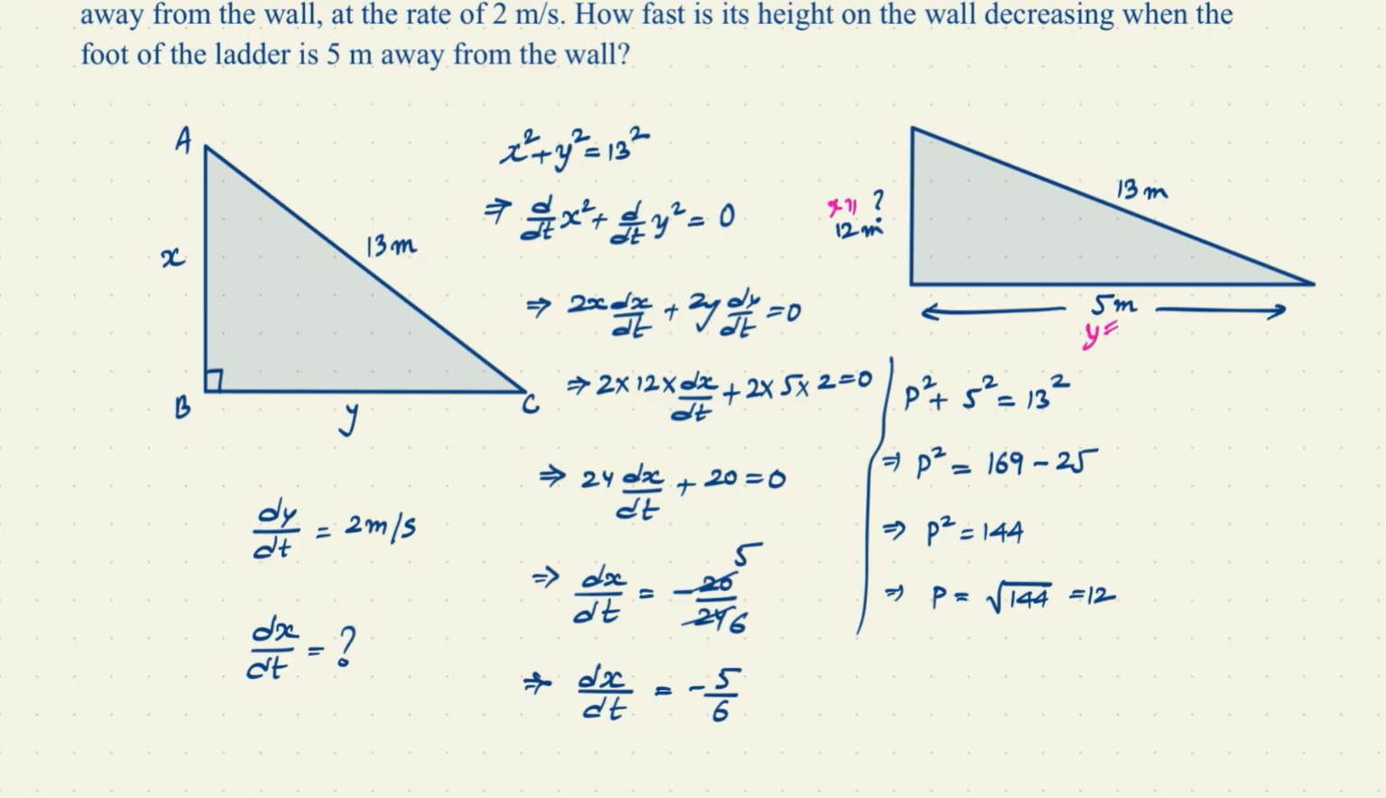So the unit will be meter per second, because this is the change in x, that is the height of the ladder on the wall, with respect to time. And since the answer is coming in negative, that means the height will obviously decrease if we pull the ladder along the ground from the bottom.